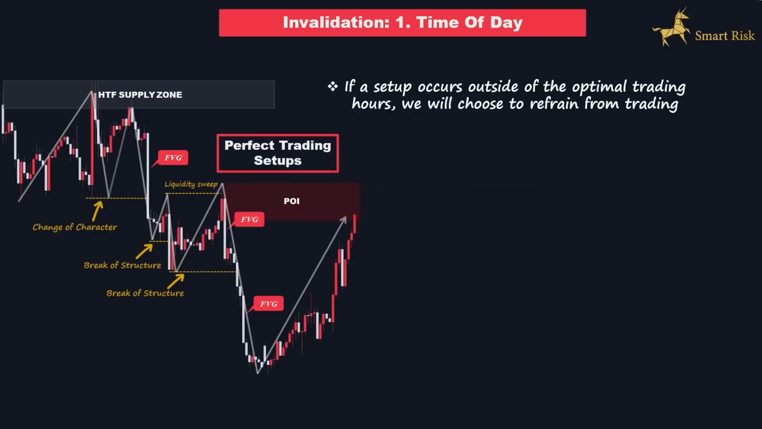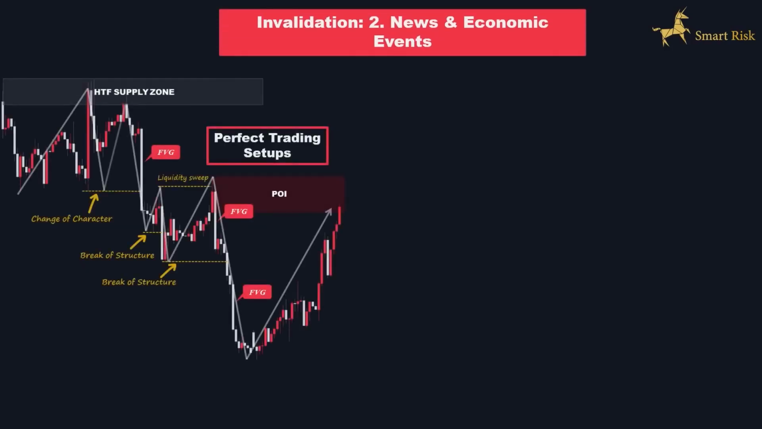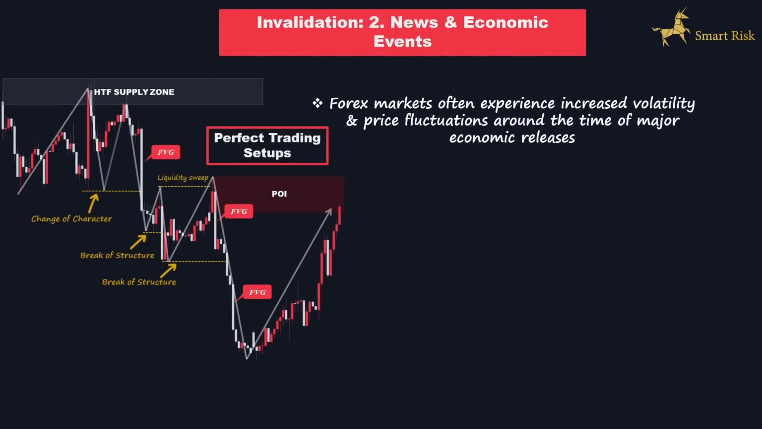And for the Tokyo session, the most optimal trading time is generally during the overlap with the London session, as both sessions see higher liquidity and potential for price trends. The next factor to consider is news and economic events. Forex markets often experience increased volatility and price fluctuations around the time of major economic releases. Economic news and events are critical drivers of price movements in the Forex market. Traders need to stay informed, develop strategies that suit their risk tolerance, and exercise caution when trading around news releases.